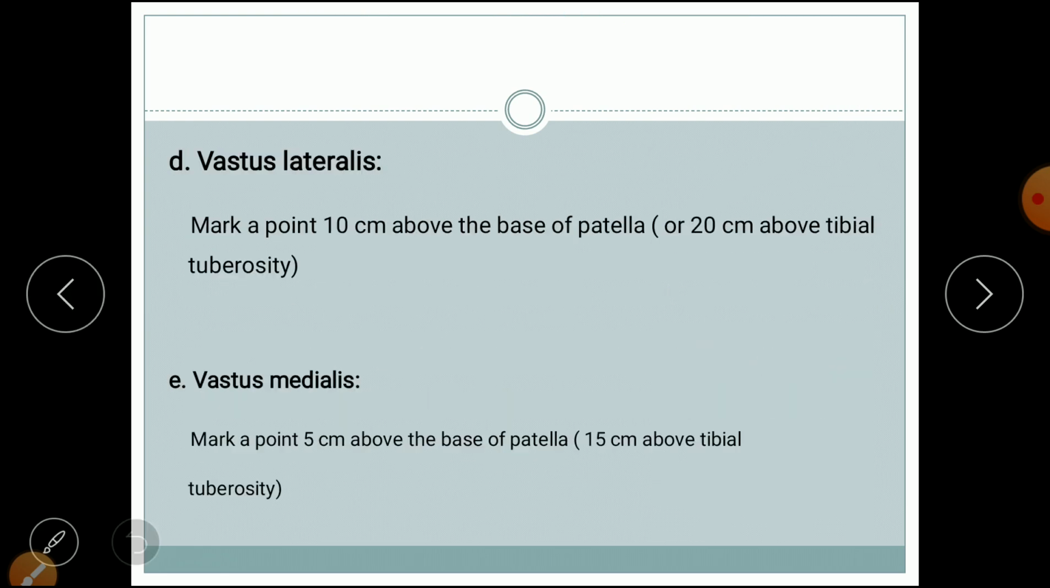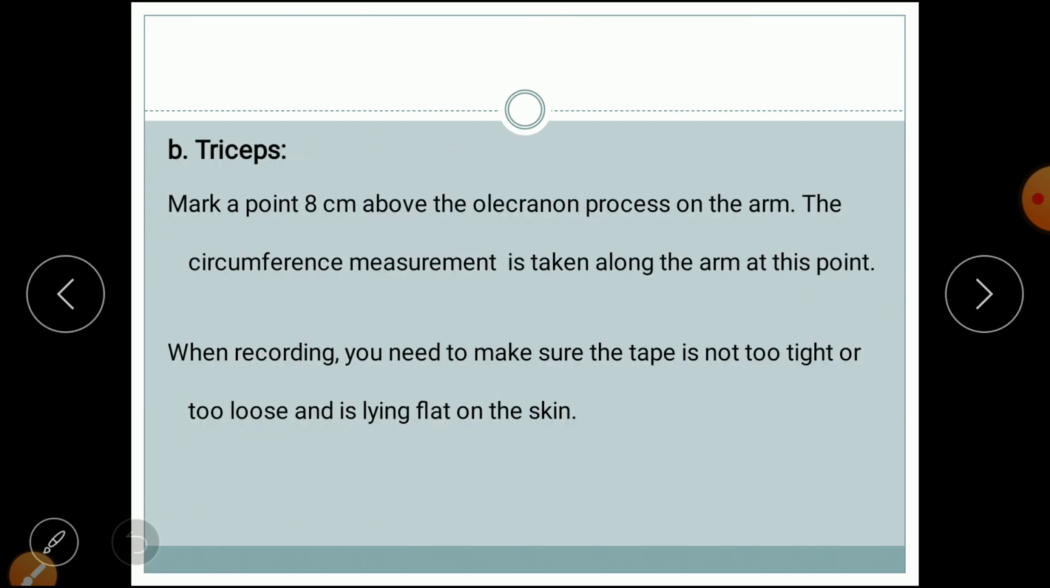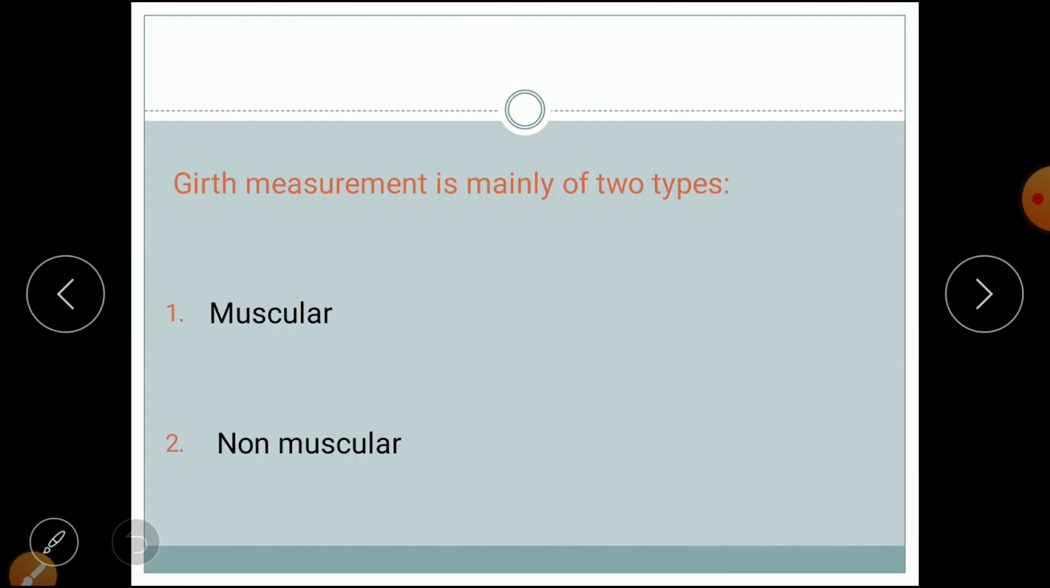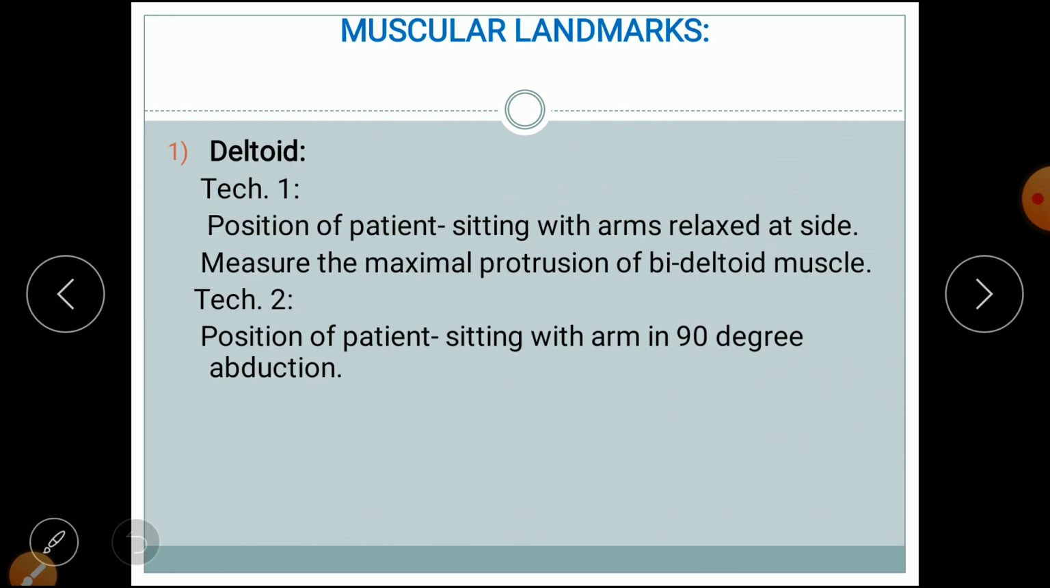So let us quickly revise the muscular landmarks. We have two girth measurements, muscular and non-muscular. In the muscular, we have the deltoid. Whichever is the maximal protrusion point, you have to put the measure tape and take a girth around that.